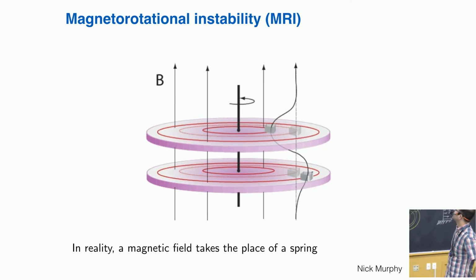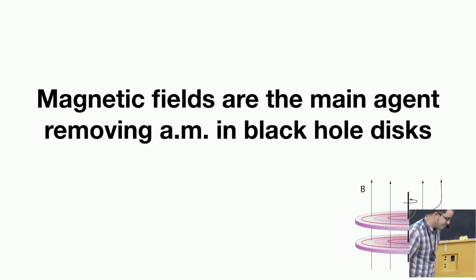In an actual accretion disk, the spring, it's not really a spring, it is a magnetic field. It's a poloidal magnetic field, and the red and the blue elements would be, this would be the red one, and this would be the blue one. Okay, so one of them moves far away, the other one moves towards the center of the accretion disk. And the bottom line is that magnetic fields are the main agents responsible for removing angular momentum and allowing accretion to proceed in the universe.